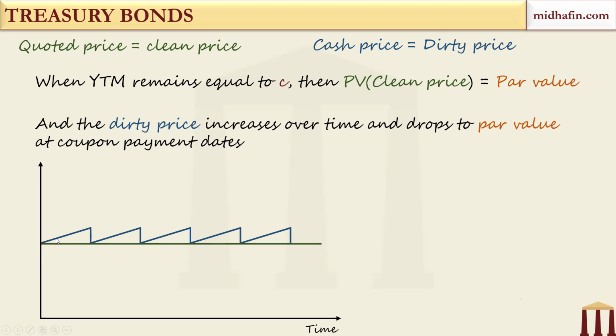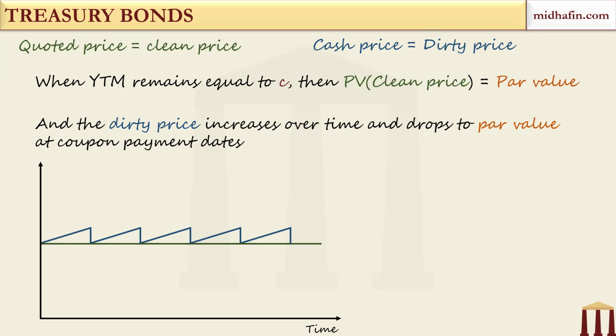Why? Because accrued interest is being added again and again on the dirty price. This accrued interest gets added up till the next coupon payment date. On the next coupon payment date, let's say the market maker was the owner of the bond, so the market maker receives the coupon payments. Now there is no interest that is accrued, that is pending.